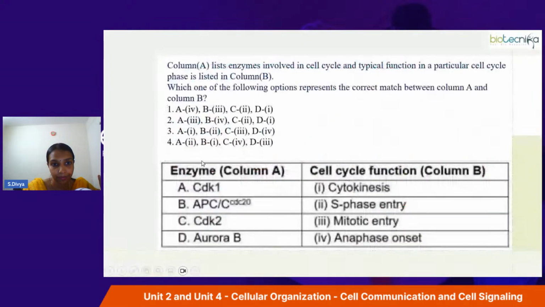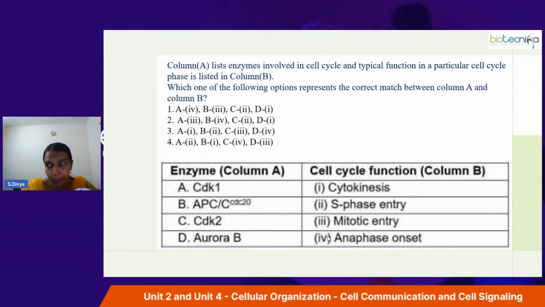Next, cell cycle can also be asked in the form of match the following. See, recently, in the last exam, this match the following came in the exam. Are you able to identify the correct match? CDK1, APC, CDC20, CDK2, Aurora B.